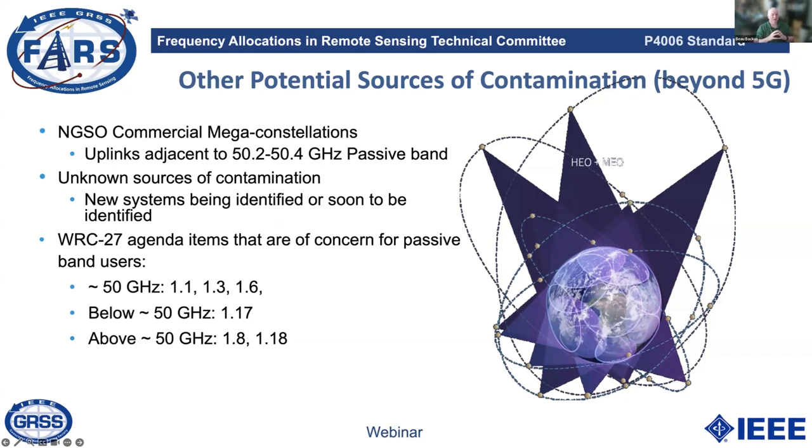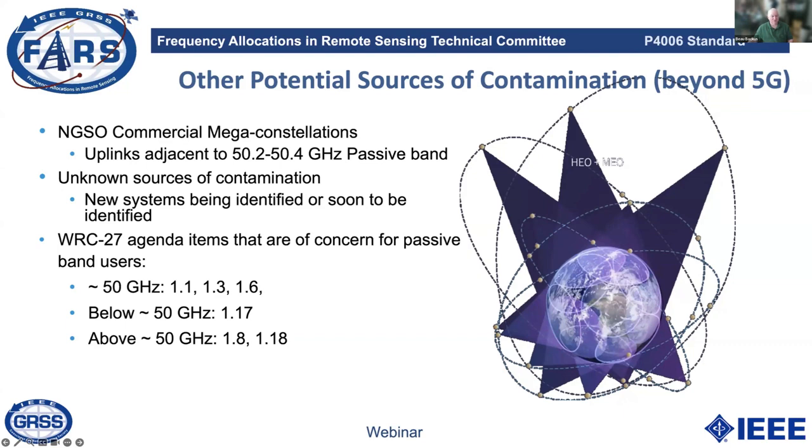But there's a lot of users that are trying to establish use of the bands directly adjacent to 50.2 to 50.4. So in the World Radiocommunication Conference agenda for 2027, we have quite a few what we call agenda items, and these are specific areas of study and focus for discussion that will be looked at for the international radio regulations that potentially will be implemented in 2027 that will affect use of 50 gigahertz, who would use it, how they would use it, and so forth. And then you have additional agenda items that would also affect use of the passive bands below and above 50 gigahertz.